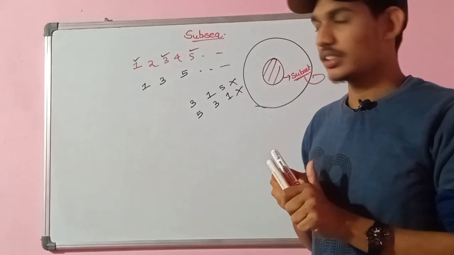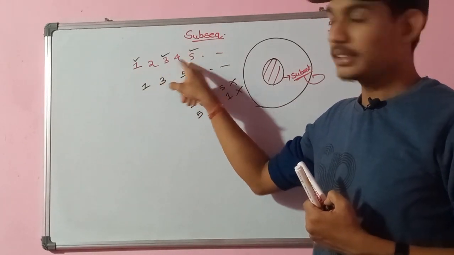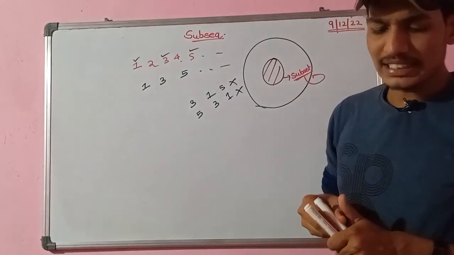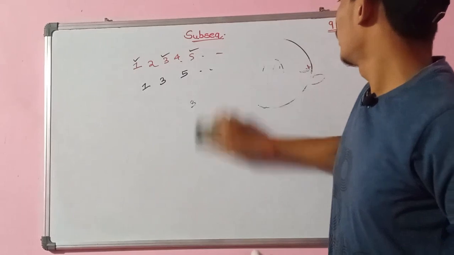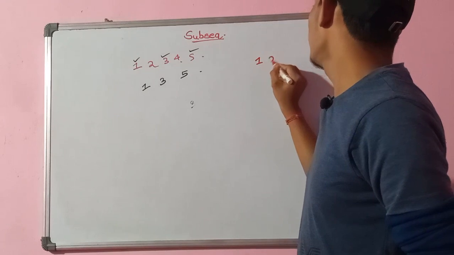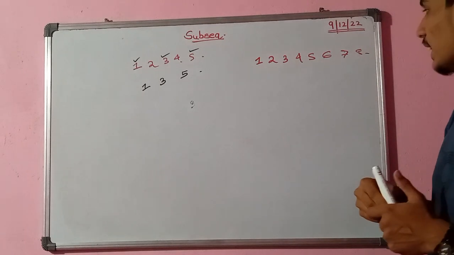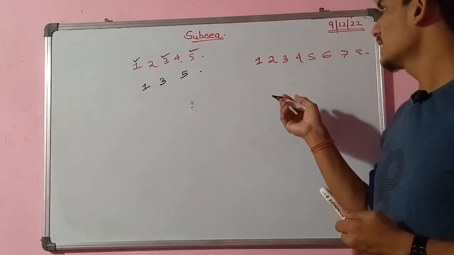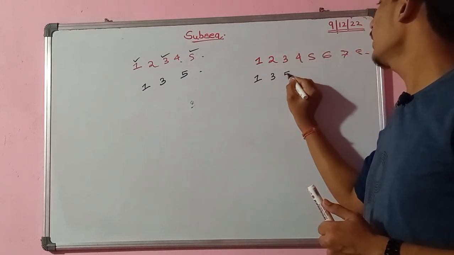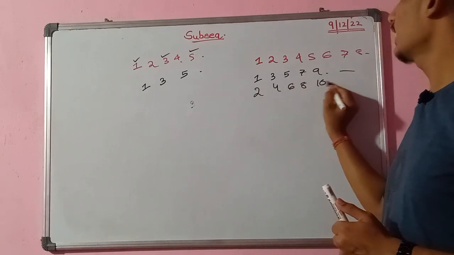Remember this one thing. For a subsequence, all the terms should be in this sequence, and the order must be the same as the sequence. So let's do one or two examples to make it clear. Suppose my sequence is 1, 2, 3, 4, 5, 6, 7, 8 like this. I can divide this sequence into two subsequences: one of all the odd terms, 1, 3, 5, 7, 9, and another of all the even terms, 2, 4, 6, 8, 10.